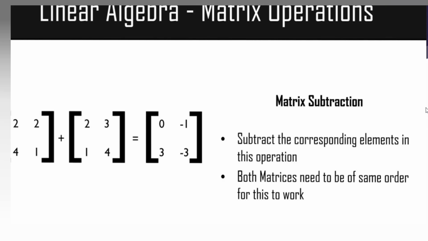Next thing is matrix operations. One is addition, subtraction, multiplication. Here multiplication is very important again. Addition means 2 plus 2 is 4, like that. Same for subtraction, 2 minus 2 is 0.